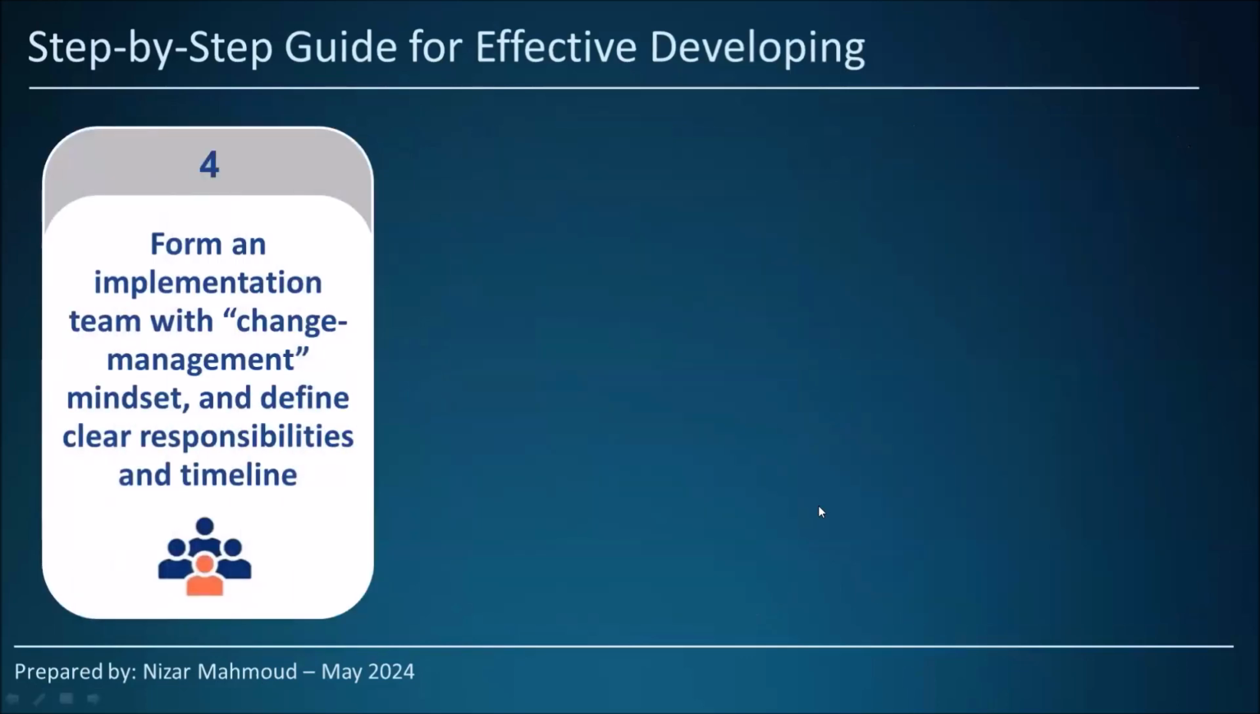Number 4 is to form an implementation team. This is very important. As I mentioned earlier, it's not only procurement that is doing the procedure. It's a procedure involving every department. So the implementation team should involve all the stakeholders involved in the process itself.